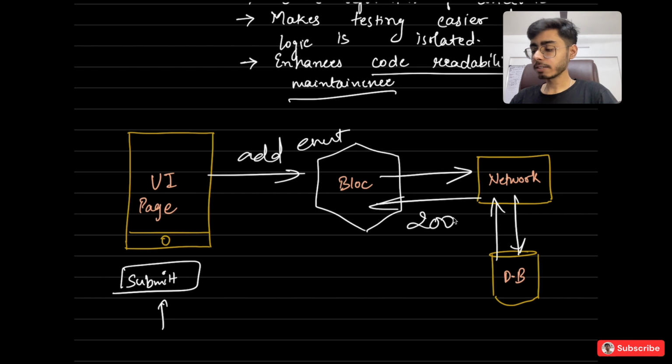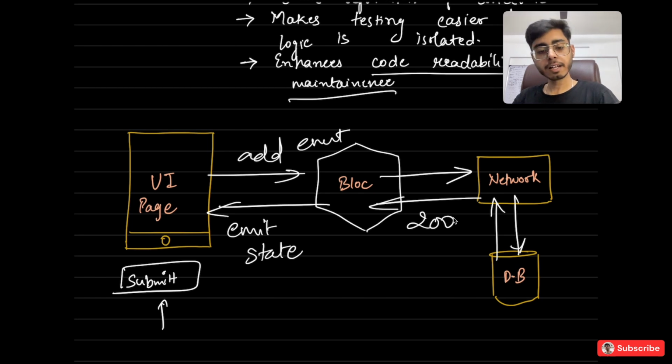Then bloc will say, okay, so data is saved. Now I need to tell my UI that your data is saved, show a confirmation or a success alert box. So this will be a state, emit state. So the event is added and the state is emitted. Now after just 1 or 2 seconds, my UI will be updated and it will say your form is submitted. So that was happening behind the scenes. Business logic was handling all that data.